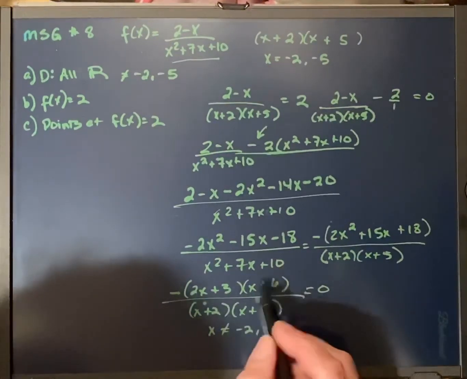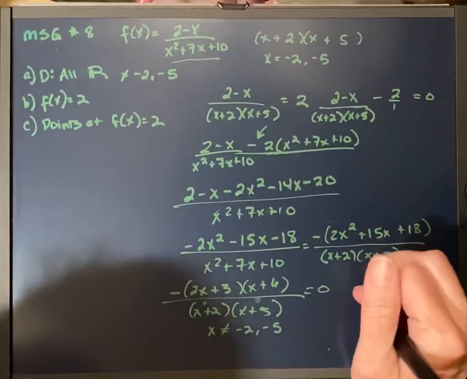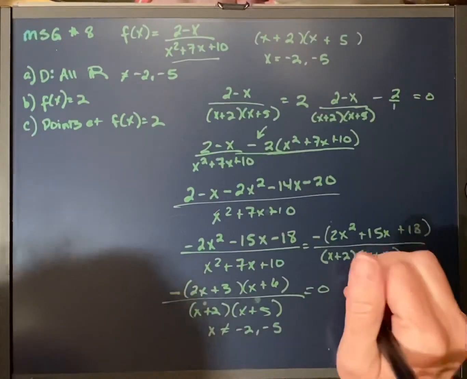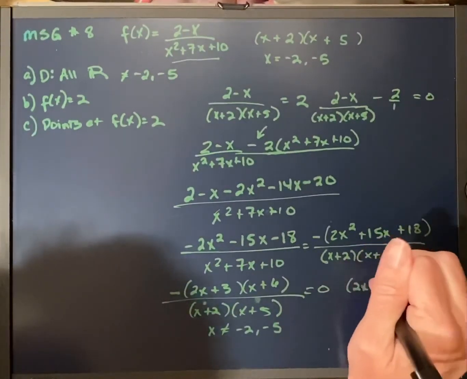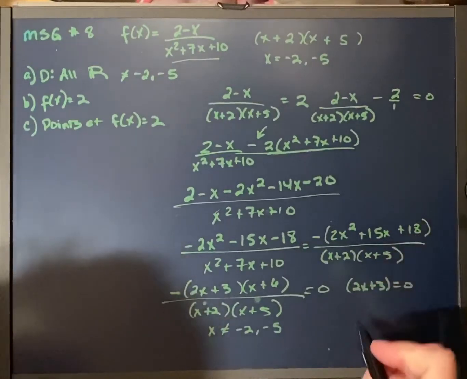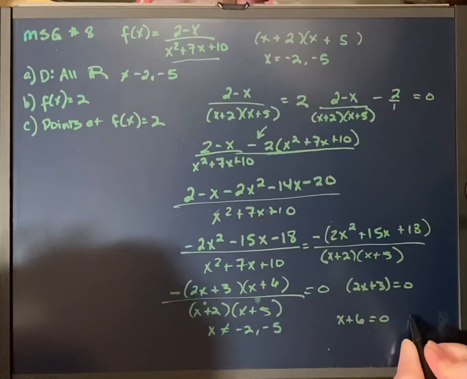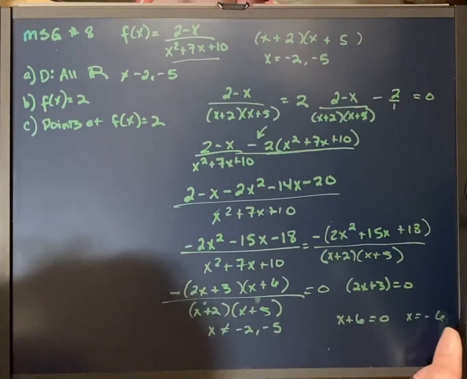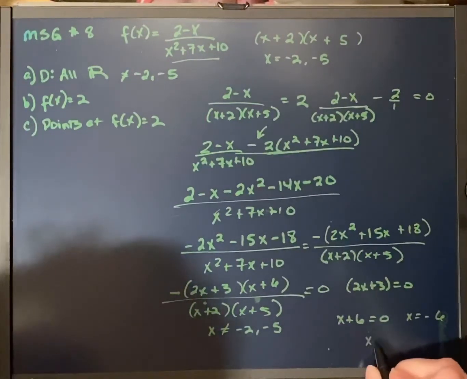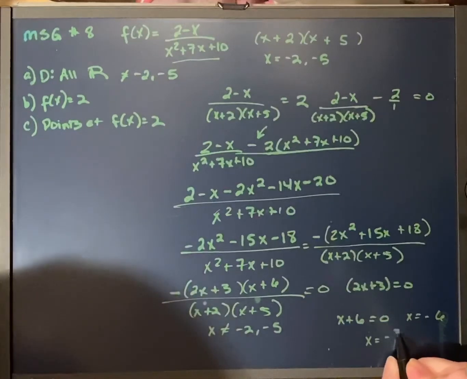But let's see what we get on the top to make it equal to 0. So that means that 2x plus 3 equals 0, or x plus 6 equals 0. So we've got x equals -6 and x equals -3/2.